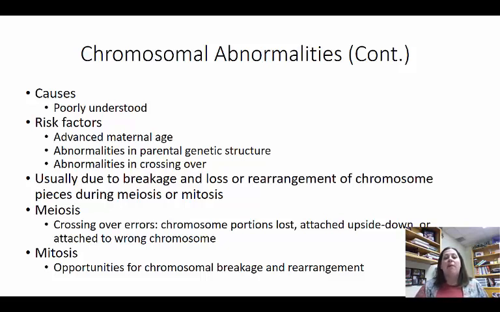And then if there's an abnormality in crossing over that takes place, when those X's come together like this, there is a chance where pieces of the DNA could be switched, and if they don't get switched correctly, then we could see problems. This is usually due to breakage and loss of or rearrangement of chromosomes, and it does happen during meiosis or even mitosis. In meiosis, there is that crossing over error that could occur where chromosome portions are lost, they're attached upside down, or they could be even attached to the wrong chromosome altogether. In mitosis, we see opportunities for chromosomal breakage and then rearrangement that can happen as well.